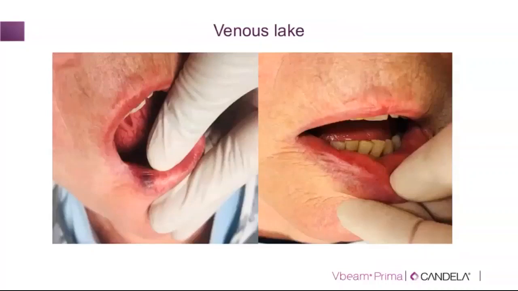Venous lakes like these can be safely treated with the Vbeam Prima, and in this case it will be the 1064 wavelength for this venous blood, and the advantage here is that you can use the contact cooling, whereby you can apply gentle compression initially to reduce the amount of targets and heat up the venous lake.